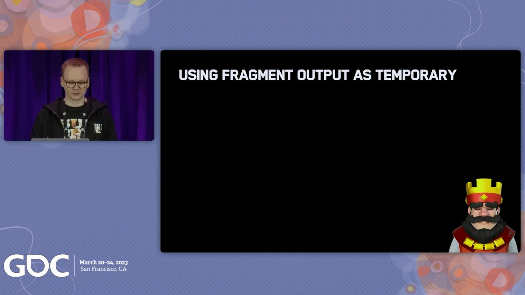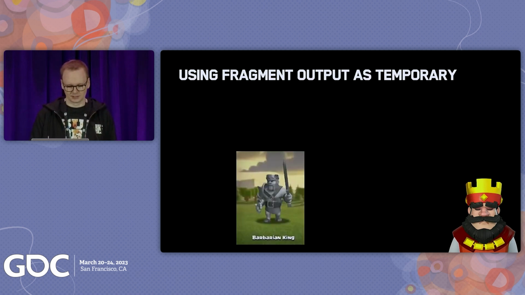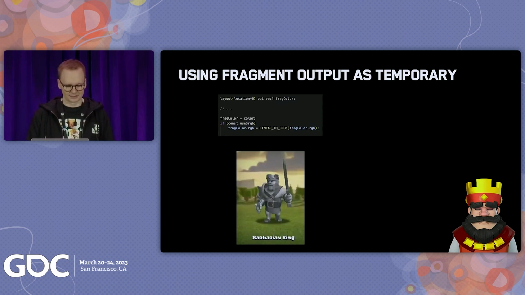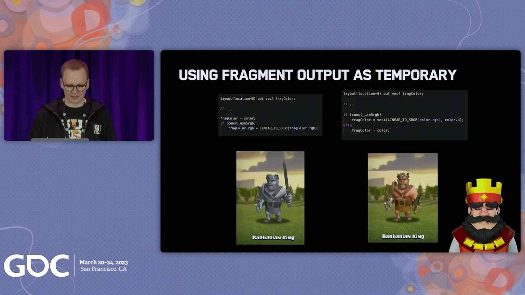Then we have this case of using fragment output as temporaries. This is actually something where we did it wrong, but the result was quite interesting, I think. In the recording, we saw that on some devices, the characters were drawn in grayscale. I pinpointed it to code like this. We were writing into the fragment output, and then we were doing the linear to sRGB encoding by reading from the output value and writing it back. Doing it from a temporary value basically fixed the issue.